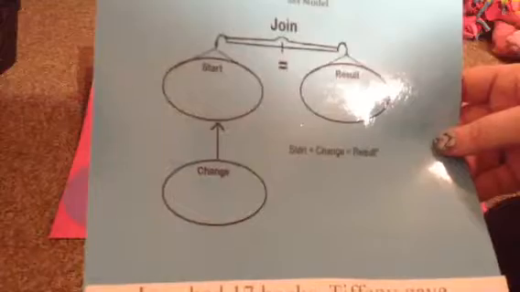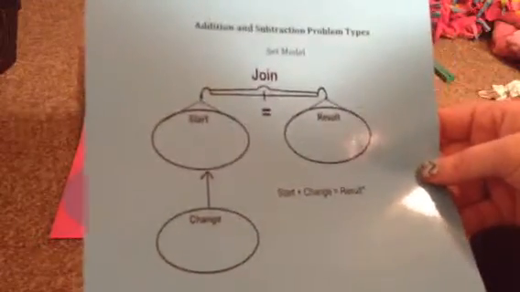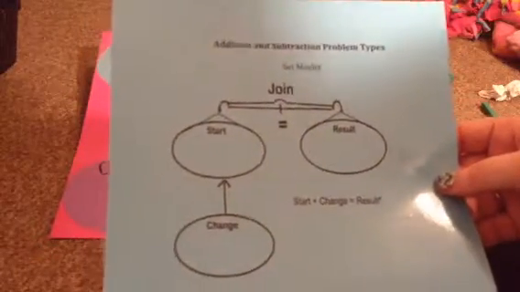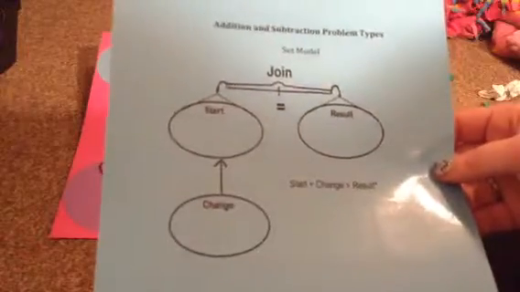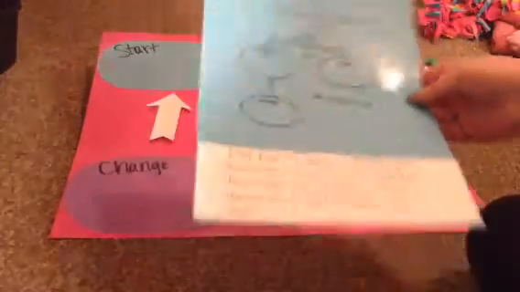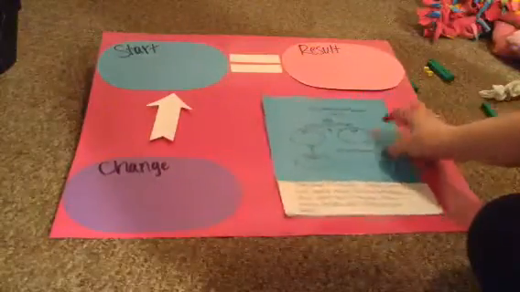Okay, so I want you to notice that today we're going to have a start amount, a change amount, and a result. And this is called a join set model. And that's what we're going to use today to solve our problem. Okay, so let's do this step by step.